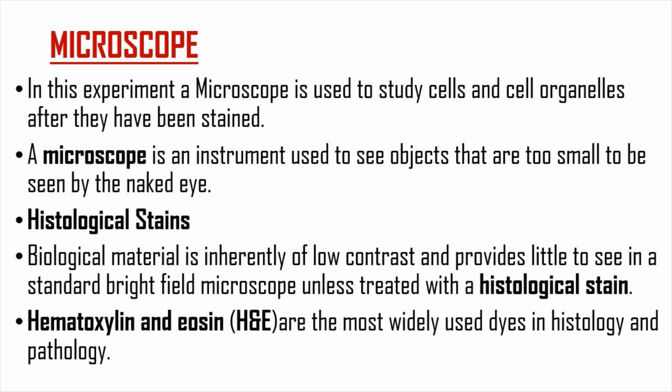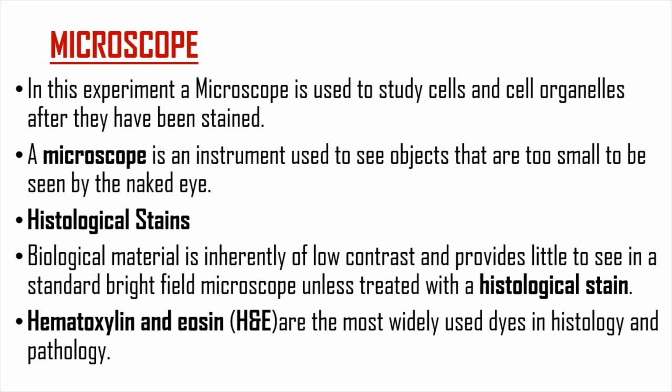So we use histological stains. Histological stains are simply biological material that is inherently colored, and they will allow you to study the parts of the cells, because they will go and stain and highlight organelles in the cells. As we go on in this video, we're going to see the type of stains that are used in the study of cells and tissues under a microscope.